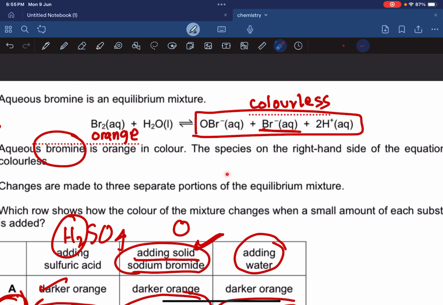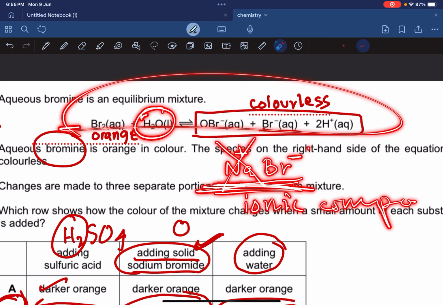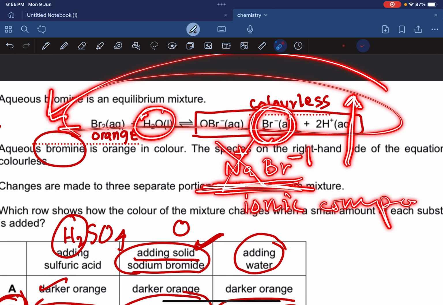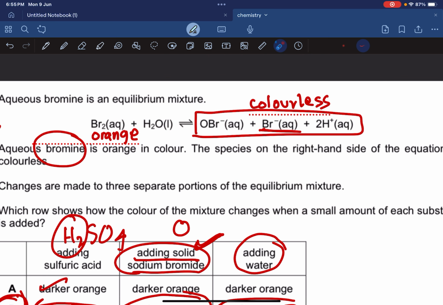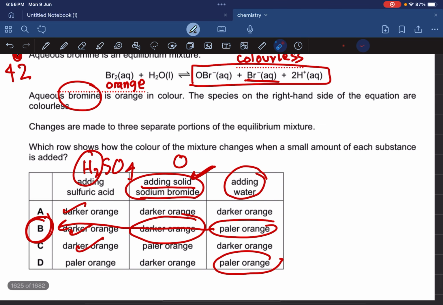When you add solid sodium bromide, think about it like this, okay? Solid sodium bromide is an ionic compound. When you add it to this, because there's water in it, it's going to dissolve. It's going to form sodium ions, which are useless over here, and bromide ions. When bromide ions form, it increases the amount of bromide ions on this side. And when there are more bromide ions on this side, equilibrium is going to shift towards this side to decrease them. And it's going to become darker orange. Okay? I know this is confusing. No worries. Just try to understand the concept. And that's all for this question.